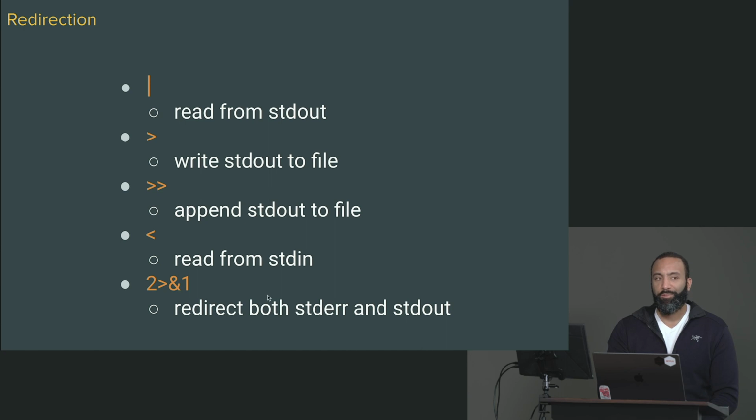And then there's this weird symbol down here, which is the 2, the right arrow, and the &1. And that just means we're going to redirect all of the output. So standard error and standard out are both considered output. We're just going to redirect both of those into a new file. And this is just a shorthand of doing that.